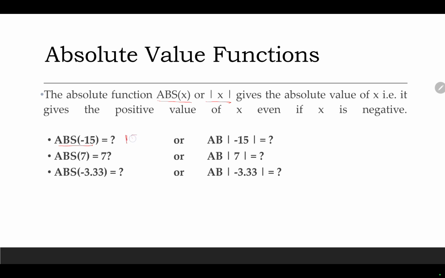So it is 15. Then abs of 7 is 7, and here it is 3.33. We can describe it like this also, as above. So here the value is 15, then this is 7, and this is 3.33.